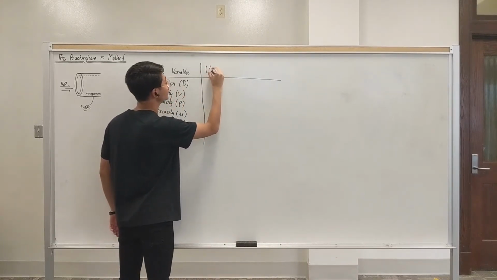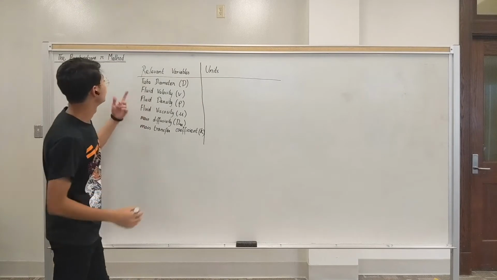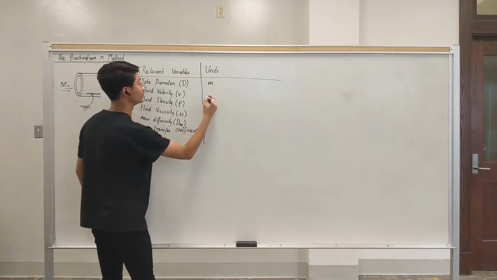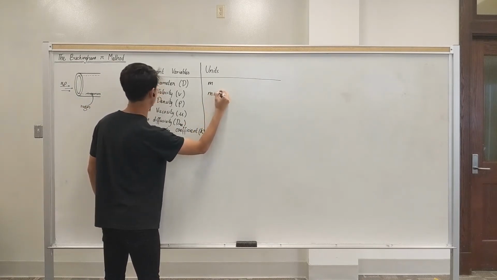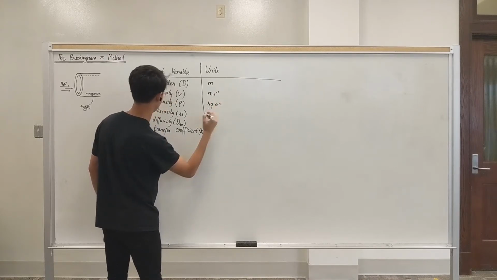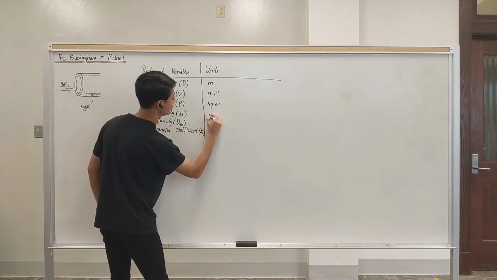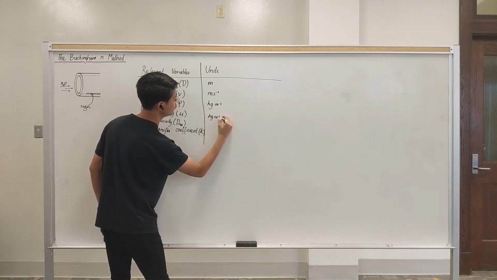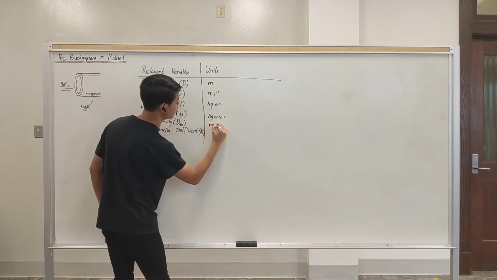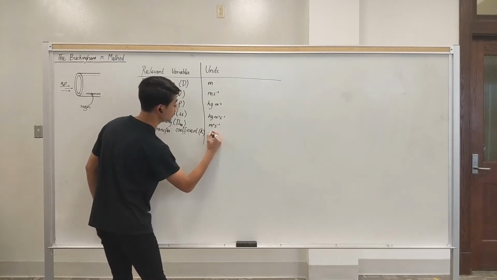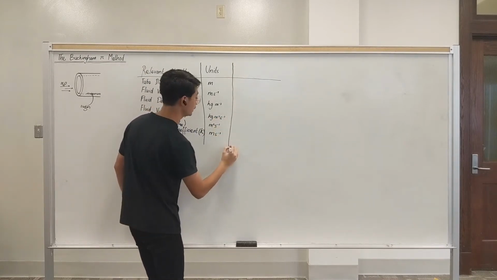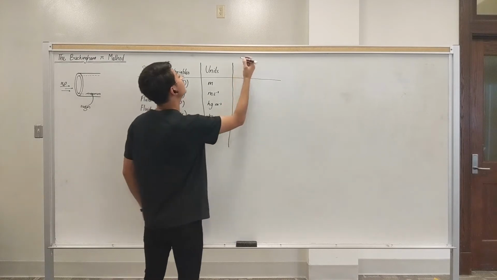The units, first of all. So the unit of diameter is simply meters. We know that. The velocity is going to be meters per second. Density is going to be kilograms per meter cubed. Viscosity is going to be kilograms per meter per second. And then diffusivity, that's going to be meters squared per second. And finally, the mass transfer coefficient, that's going to be meters per second, same as velocity. So let's go ahead and write down the corresponding dimensions.